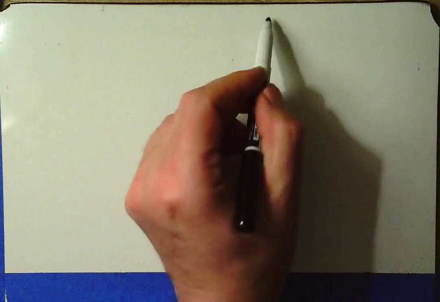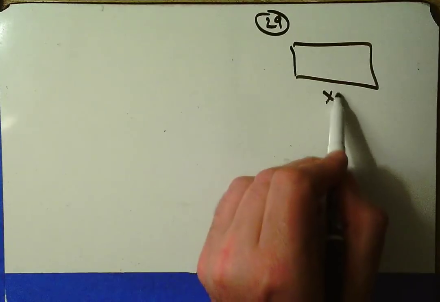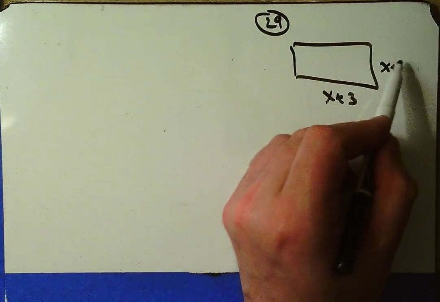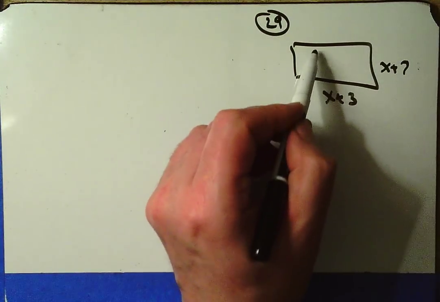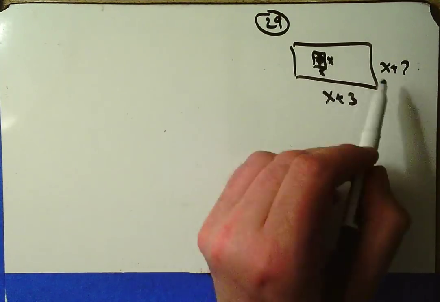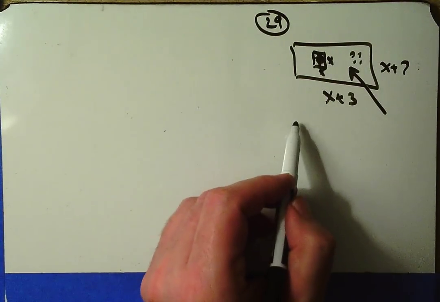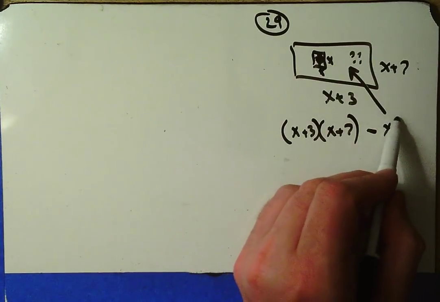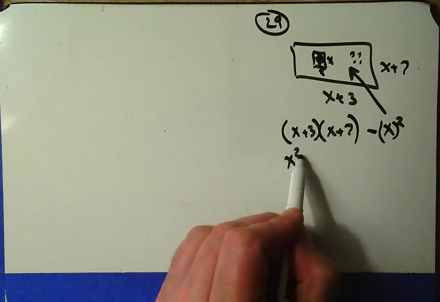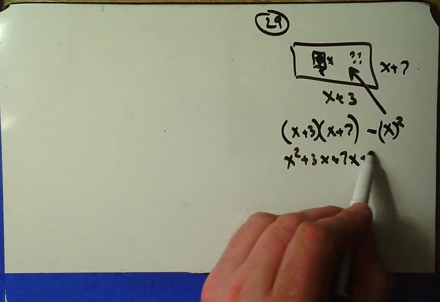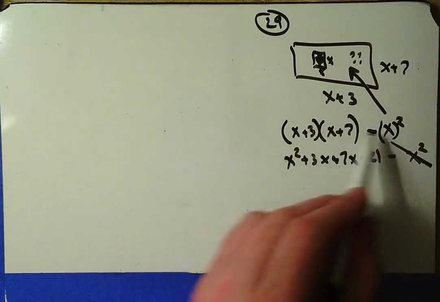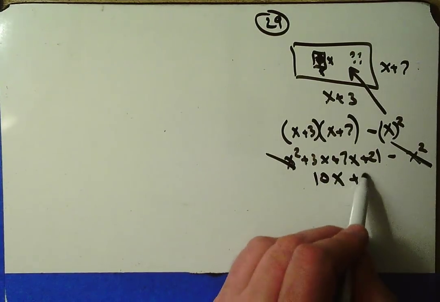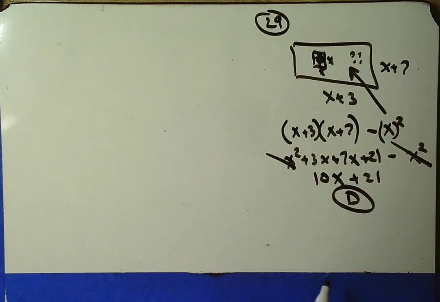29. A certain rectangle is x plus 3 long and x plus 7 wide. If a square of side length x is removed, what's the remaining area? Well, that's the area of the big rectangle, length times width, minus the area of the square. x squared plus 3x plus 7x plus 21 minus x squared. Well, the x squareds cancel, and I get 10x plus 21, and that corresponds to choice D.